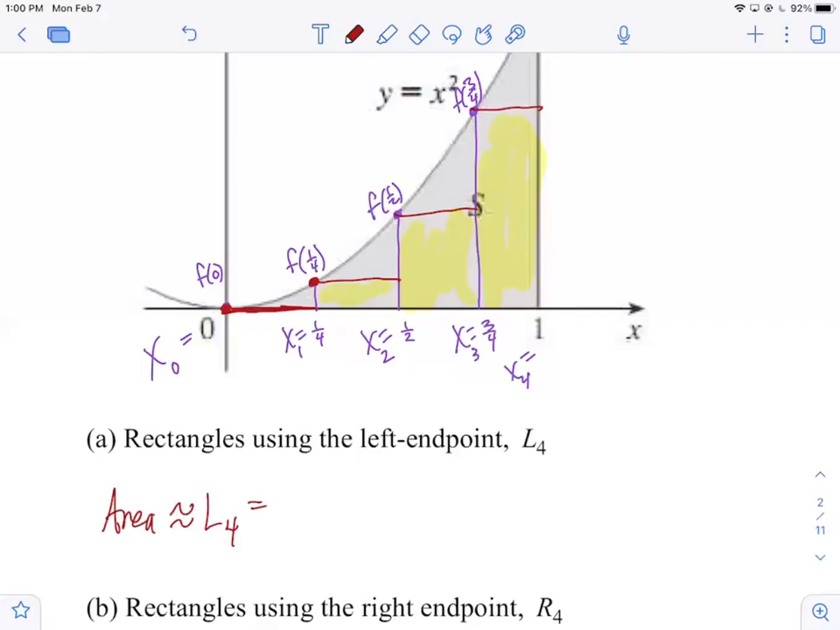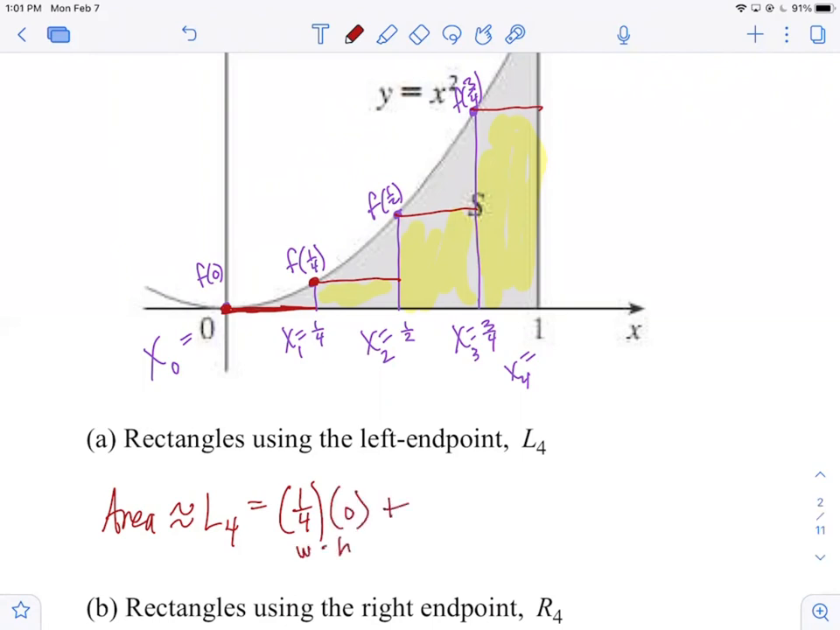It's width times height plus width times height plus width times height. So what's the first width from 0 to 1/4? 1/4 times the height. Well, that's f of 0. What's f of 0? 0. Okay. So this is width times height.